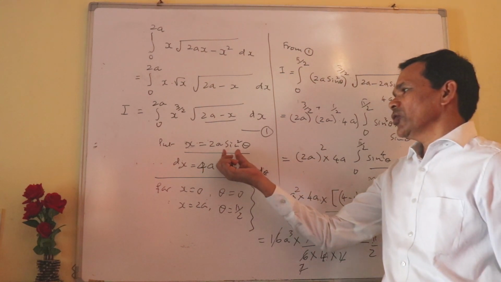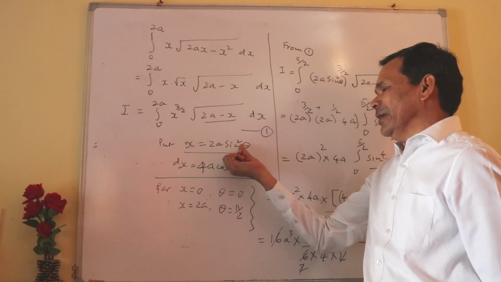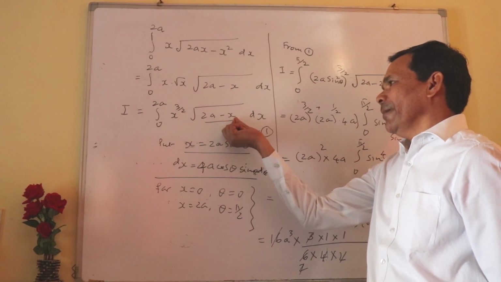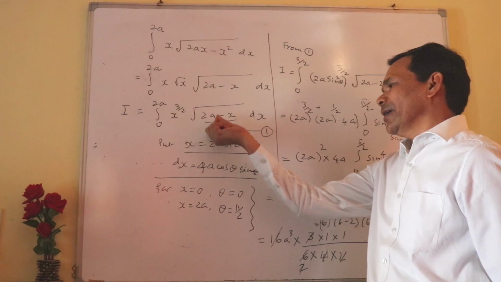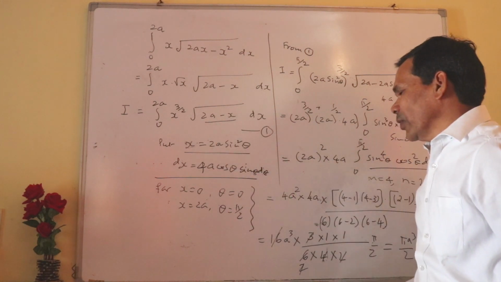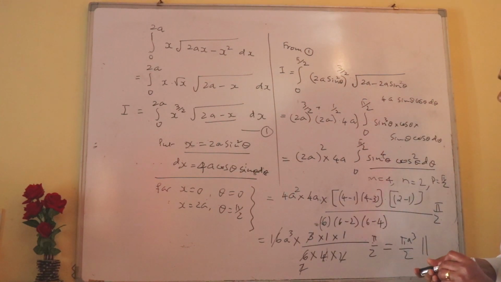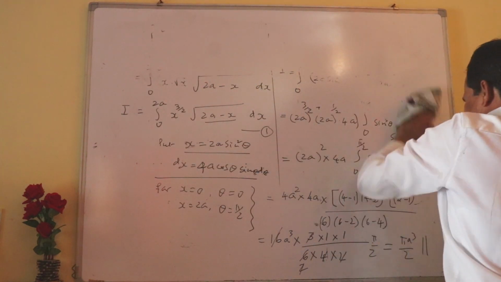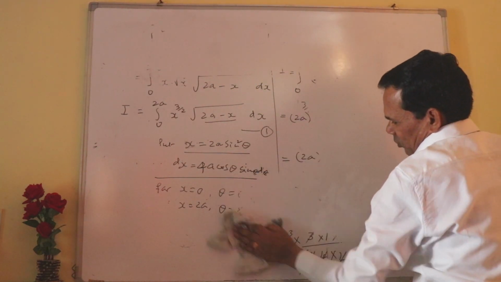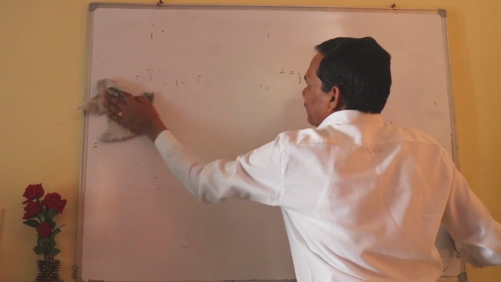So here the substitution to be taken as sine square instead of sine, because if 2a minus x is there, 2a taken common, sine square, 1 minus sine square, it is cos square. So this is the type of the problems based on this formula.